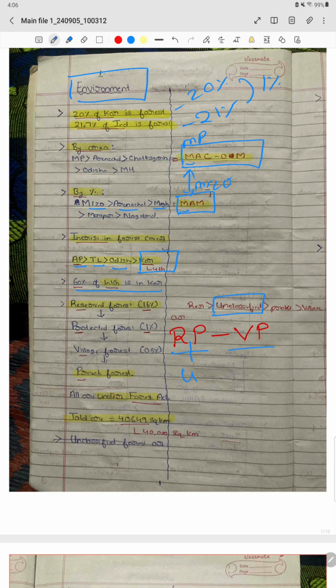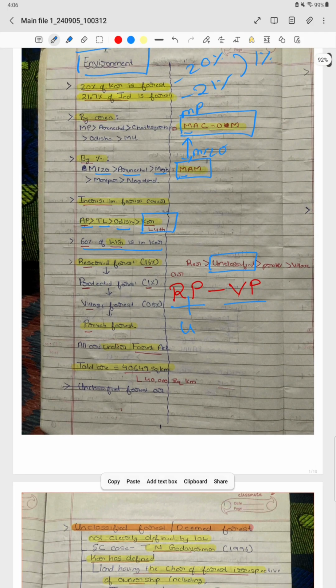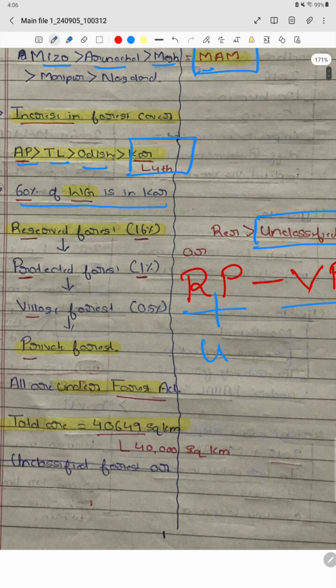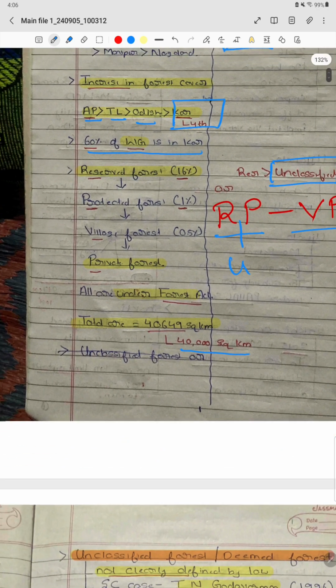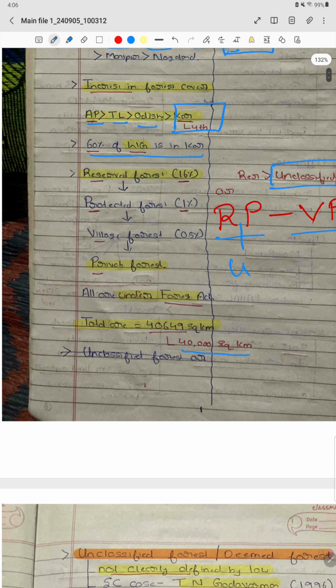It is quite obvious that private forest will be less, so we directly place that last. Most of the forest will be reserved by the government, right? So that will be first. Then we just have to remember P and V, protected forest and village forest. Reserved forest is around 16% in Karnataka. The total forest area in Karnataka, on an average, is 40,000 square kilometer. To be more specific, it is 40,649 square kilometer.